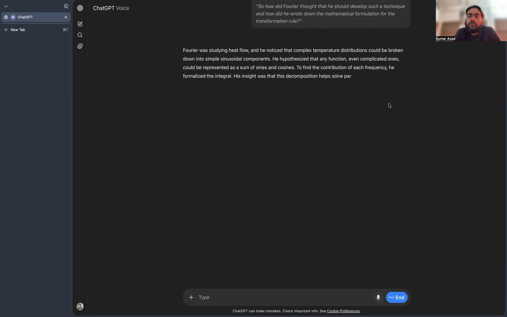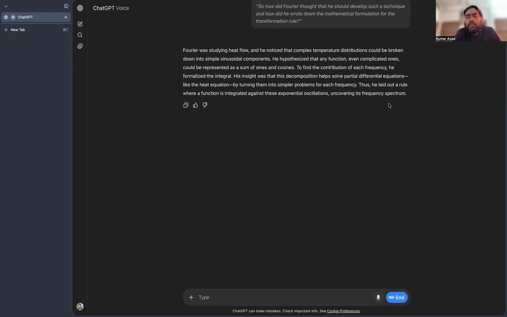His insight was that this decomposition helps solve partial differential equations, like the heat equation, by turning them into simpler problems for each frequency. Thus, he laid out a rule where a function is integrated against these exponential oscillations, uncovering its frequency spectrum.